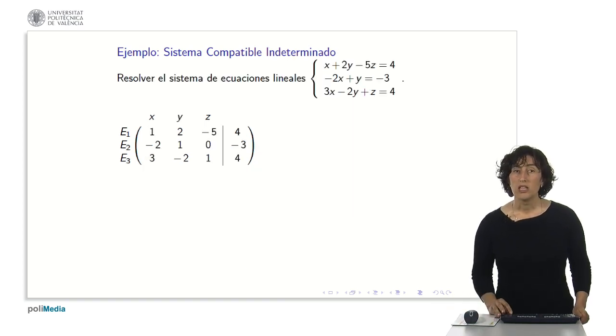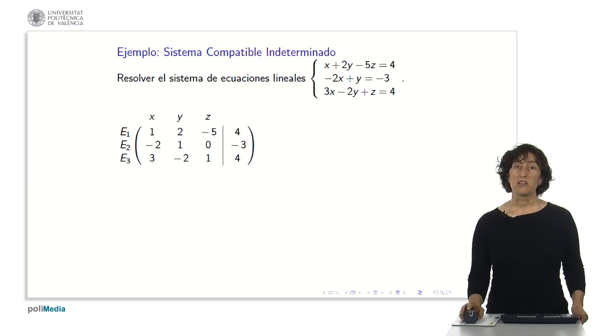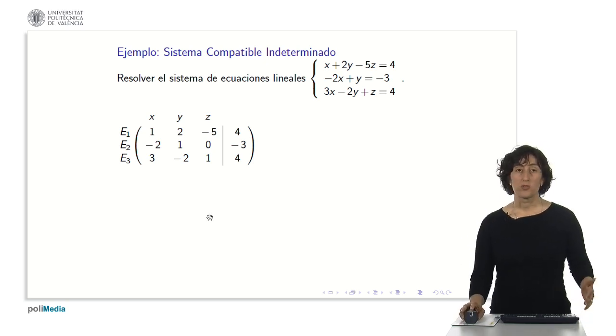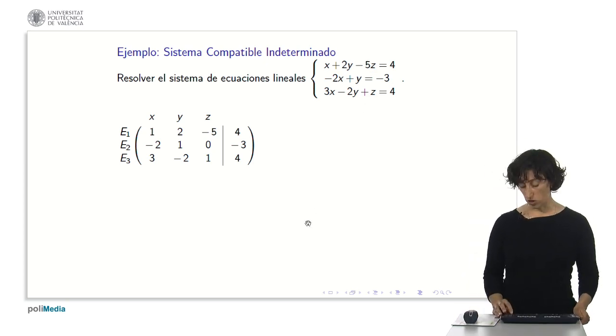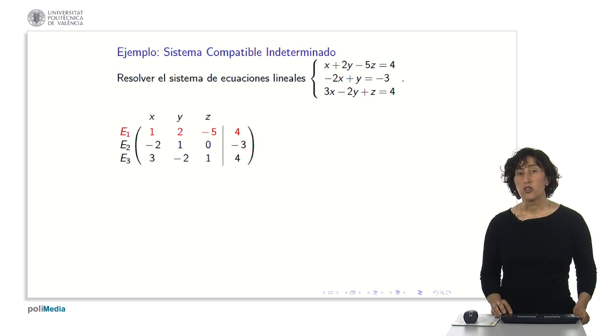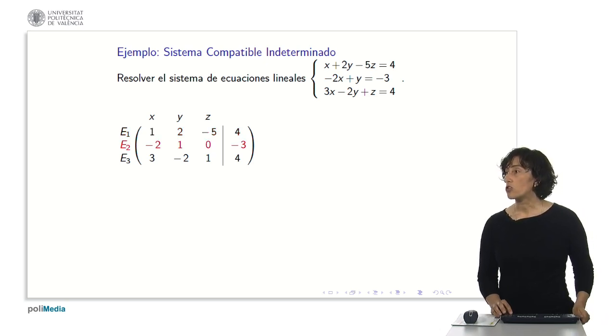What happens if I have an indeterminate consistent system? At first we know, but if we did not know, we would reach that conclusion. So if I have this system, I do the same operation. Equation 1: 1, 2, minus 5, 4, only the coefficients, remember. Equation 2: minus 2, 1, 0, because the z is not there, minus 3. And equation 3: 3, minus 2, 1, 4.